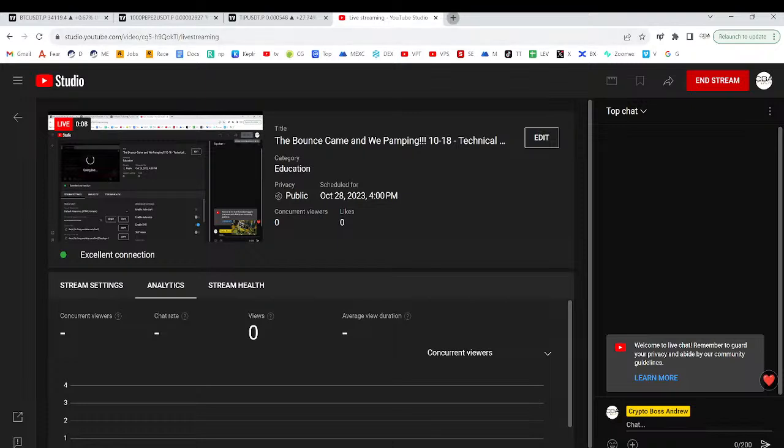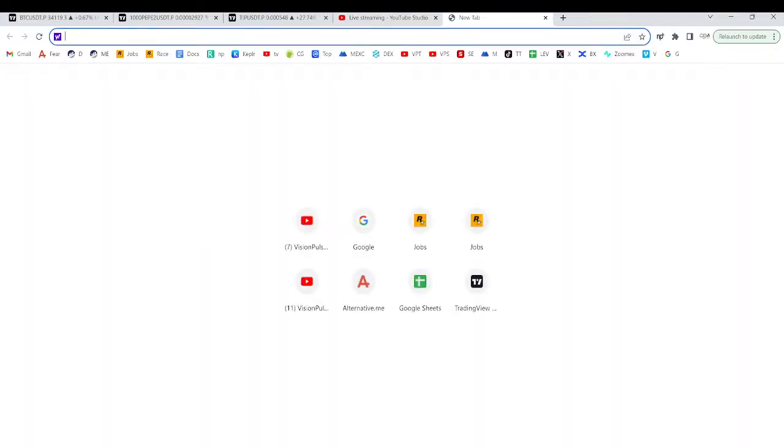Let's look at the Fear and Greed Index right now. I'm going to look at that first, if I can find it.